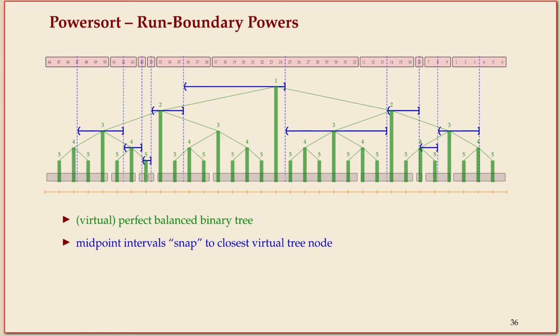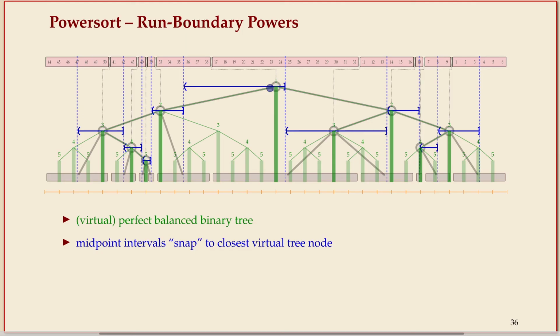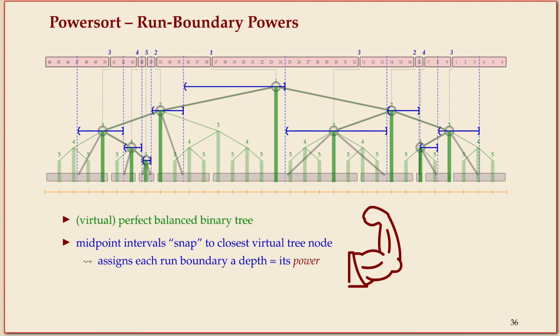Where do the numbers now come from? They are just the depth of these nodes in the green tree. So that's the root. It is at level 1. So that boundary gets power 1. And the next two, the children of the root, these have 2. So they're giving power 2 to these runs. And what this does is it imposes an overall balanced tree, that a boundary that is essentially in the middle-ish will get power 1. And that's a good last merge. But it does this taking into account where the actual boundaries are. All right, so that's the power definition.